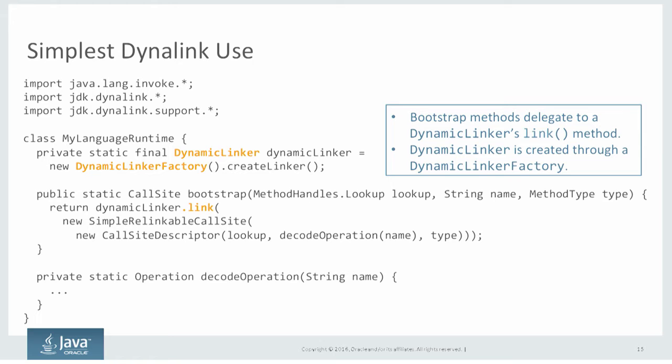So first of all, the bootstrap methods have to return some call site instance. These are generated by a linker. The method responsible for that is called link. And the linker is typically obtained from the dynamic linker factory.